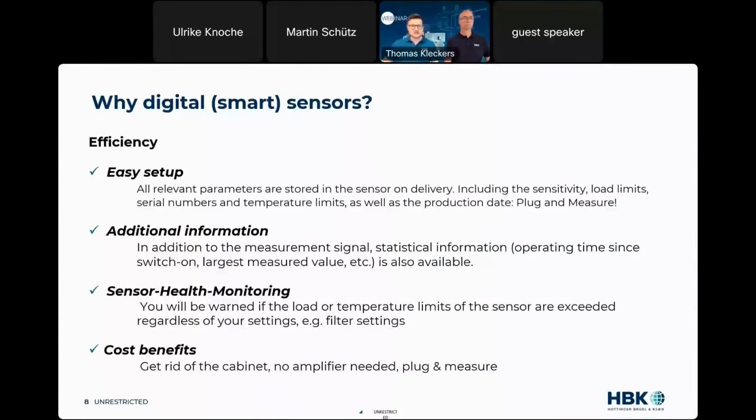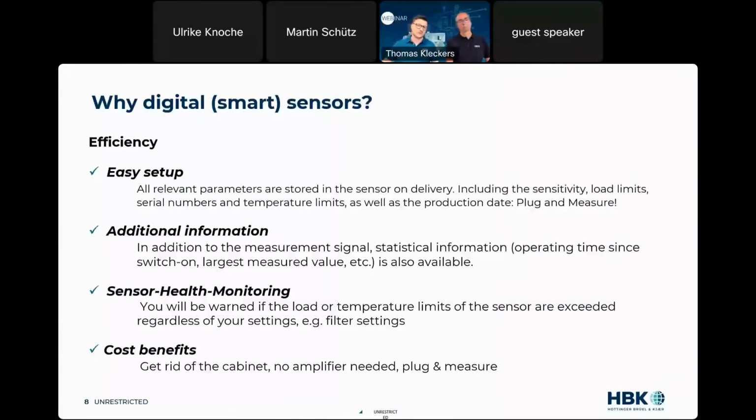The second thing is that all the relevant information for a sensor that you can think of, like the calibration data, the sensor's limits from the data sheet that you would have to look up and see what are the limits of the sensor, all of these sensor-specific data is stored within the sensor's electronics. And additional to that, you get more information. So additional information. You don't only get the measurement signal.